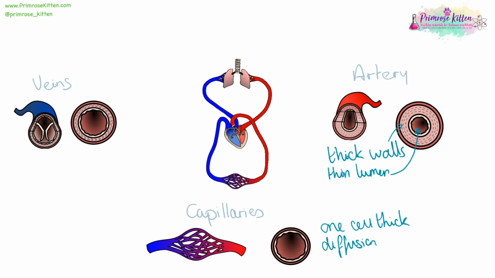The veins carry deoxygenated blood. They carry it back to the heart, so they have valves. And they have thin walls and a thick lumen because they're carrying blood under low pressure.